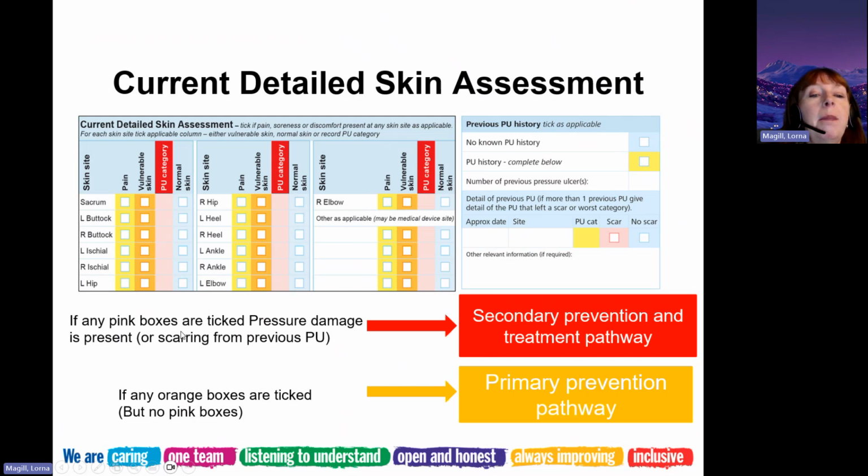Throughout this, if any pink boxes are ticked, your patient has pressure damage present or scarring from a previous pressure ulcer, and they will go on to the red pathway, which is our secondary prevention and treatment pathway. If orange boxes are ticked but no pink, our patient has risk factors and perhaps a DTI or vulnerable skin, they will go on to the amber pathway, which is our primary prevention pathway.